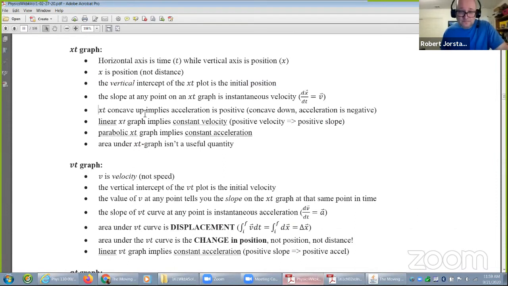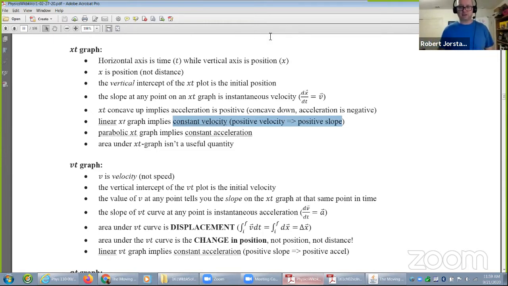Okay, these are just some things that you should know right here. If it's a linear graph, think about that. Linear means no concavity, right? So if you have a linear XT graph, you have constant velocity. That's just a fact you should know. Obviously, if it's a positive velocity, you'd have a positive slope. If it's a negative velocity, you'd have a negative slope.